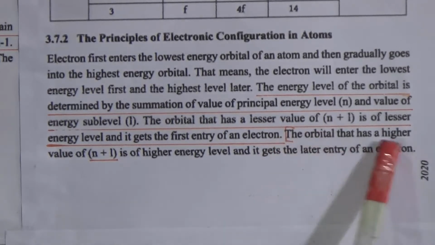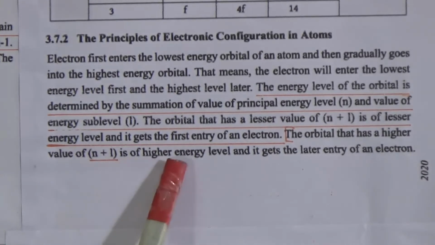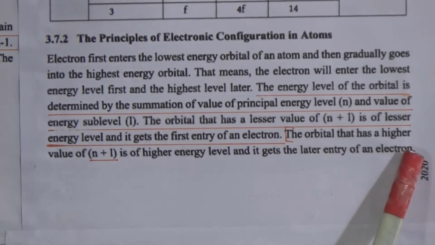The orbital that has a higher value of n plus l is of the higher energy level, and it gets the later entry of an electron.